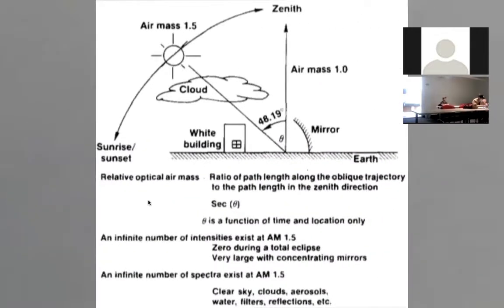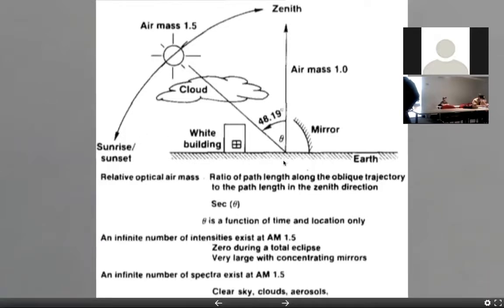Of course, the performance of a solar cell depends on many other things, such as the location of the sun in the sky, which we have seen before. For instance, if the sun is at sunrise or sunset versus at the zenith, you change the amount of air through which the light propagates. It can change from air mass 1.0 to air mass 1.5, and this becomes air mass infinity, like we saw before. It basically increases in this direction because you're going through more and more of the atmosphere, also because of the curvature of the Earth.